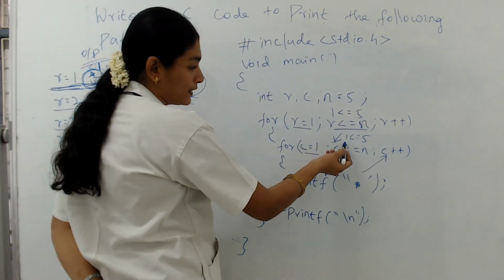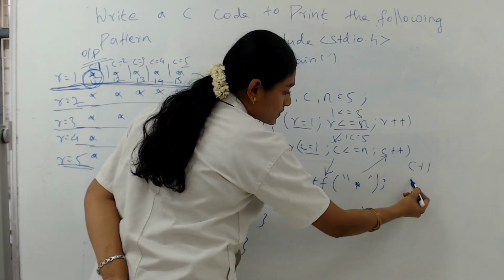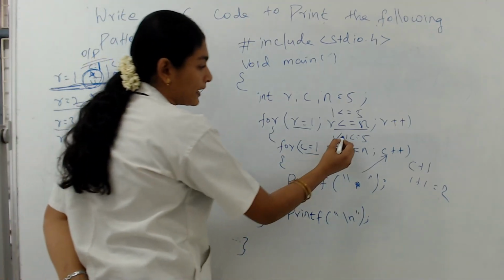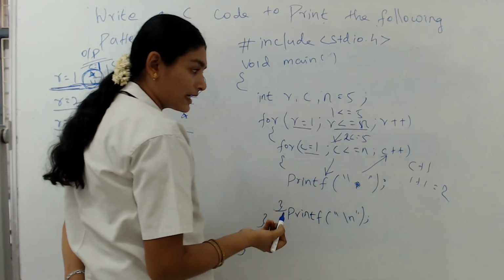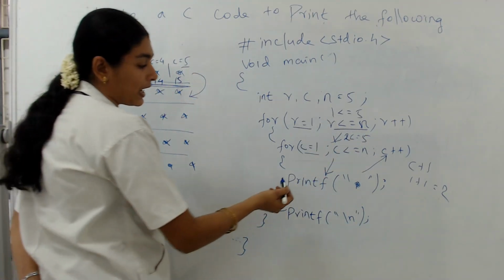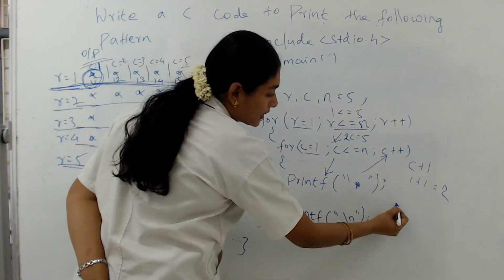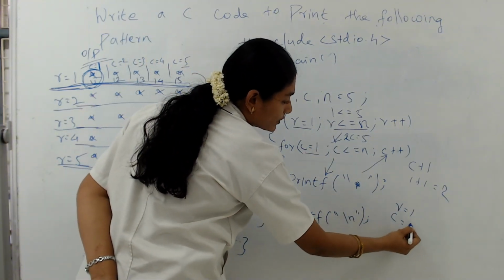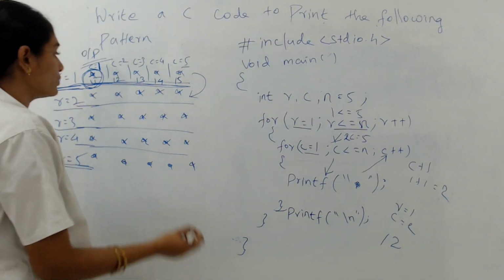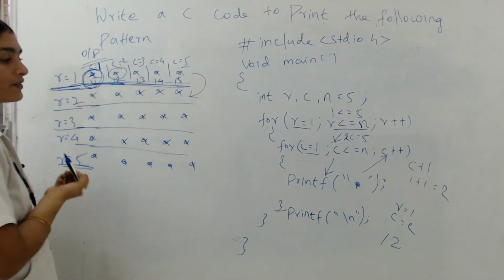What is the current value of C? It is 1. C plus plus means C plus 1, that is 1 plus 1, which equals 2. So the C value is updated as 2. Again check the condition. 2 less than or equal to 5. Yes, the condition is true. After that, the printf statement will be executed. Now what is the value of R? R equal to 1 and C equal to 2. So what is my position? 1, 2. In the position 1, 2, star will be printed.